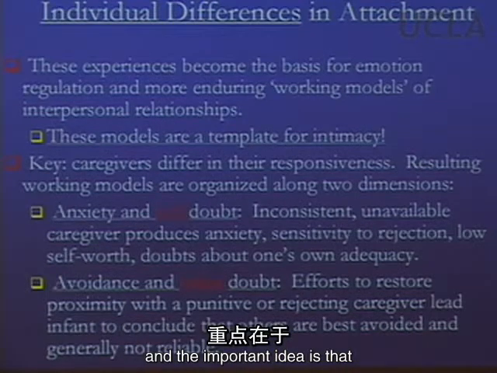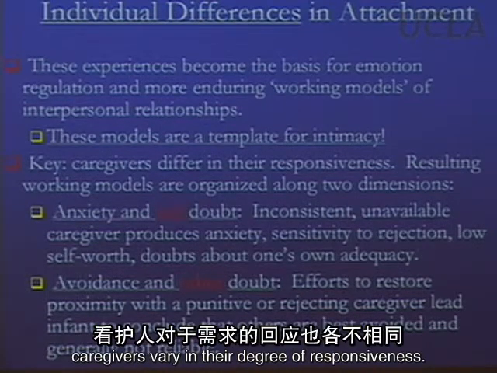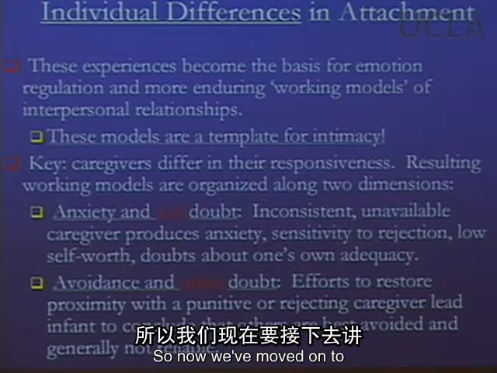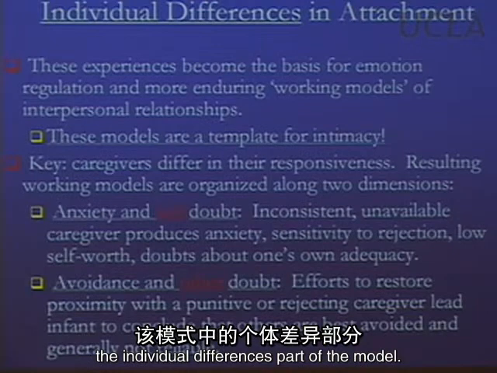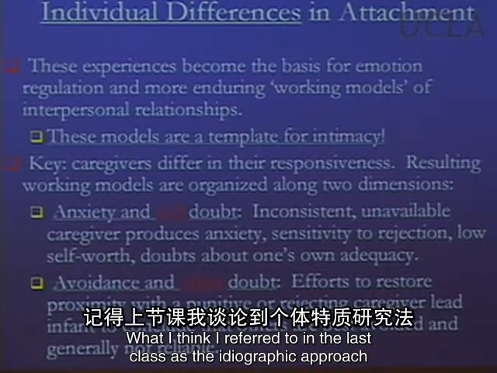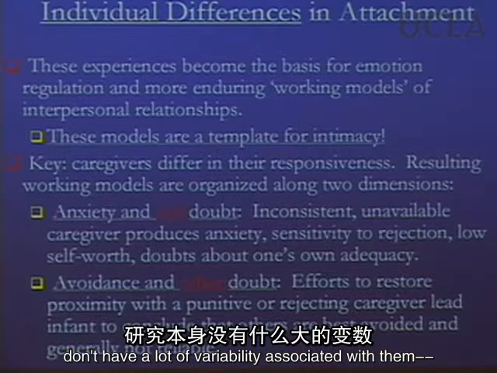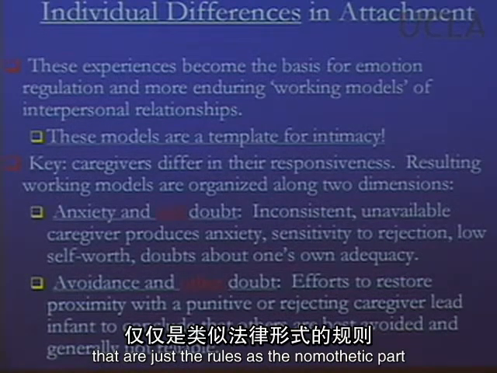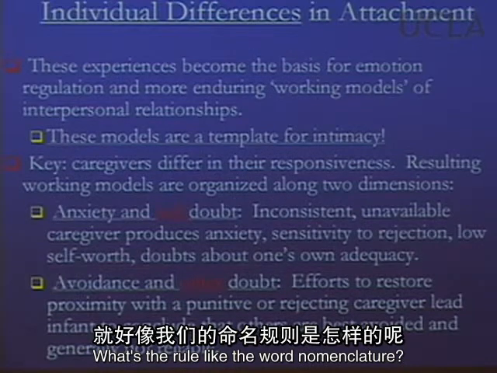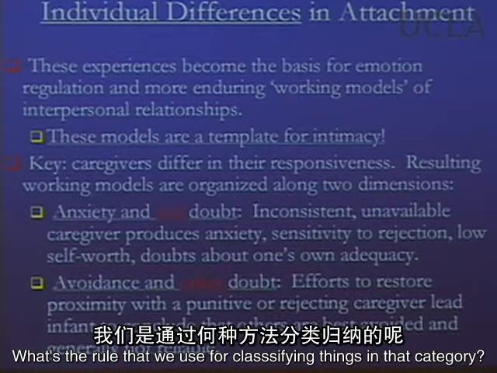And the important idea is that caregivers vary in their degree of responsiveness, right? So now we've moved on to the individual differences part of the model, what I think I referred to in the last class as the idiographic approach. We usually call things that don't have a lot of variability associated with them, that are just the rule, the nomothetic part. What's the rule? Like the word nomenclature. What's the rule that we use for classifying things into categories? Nomenclature.